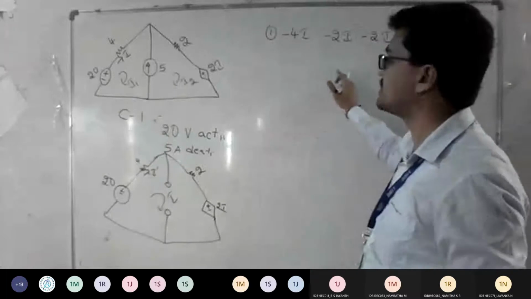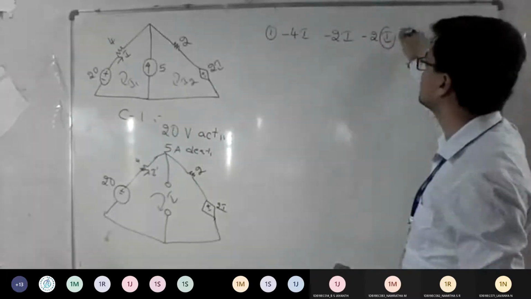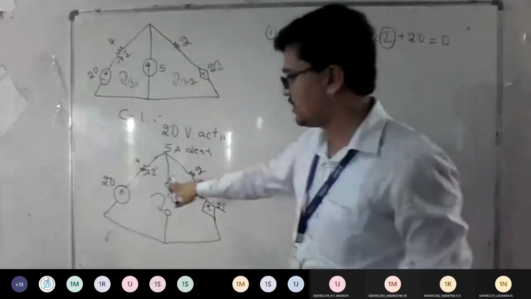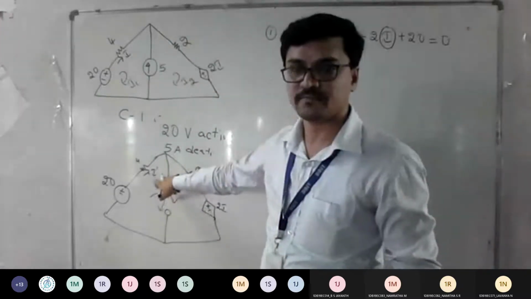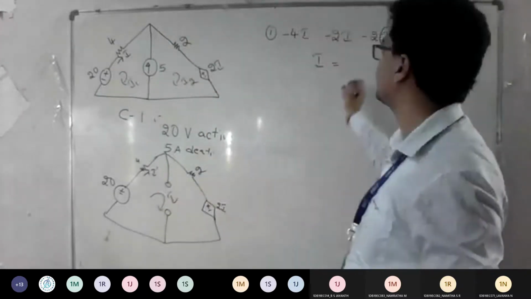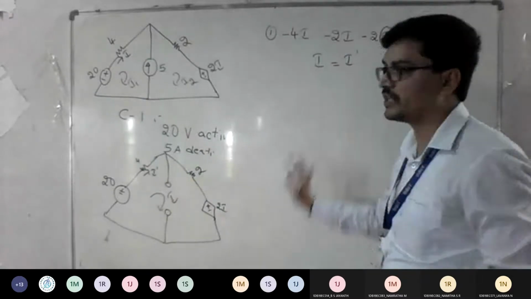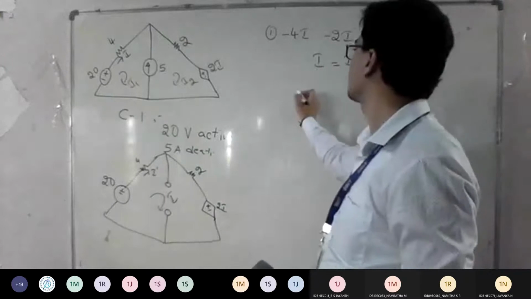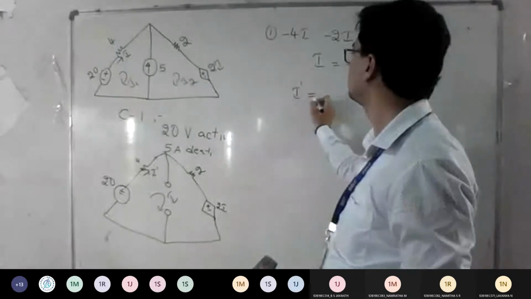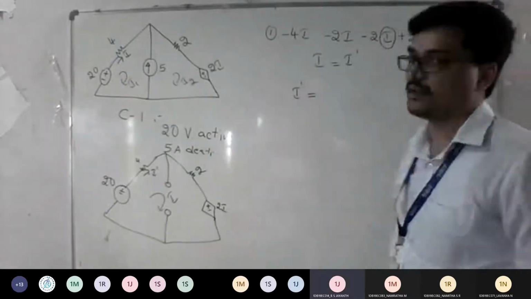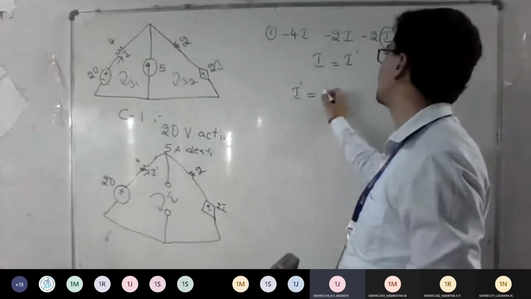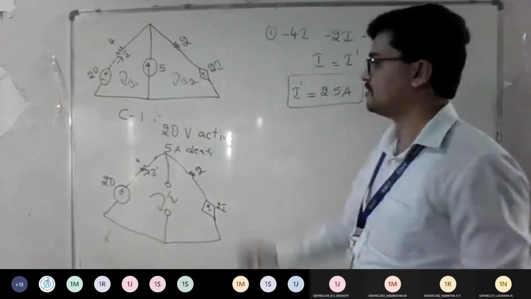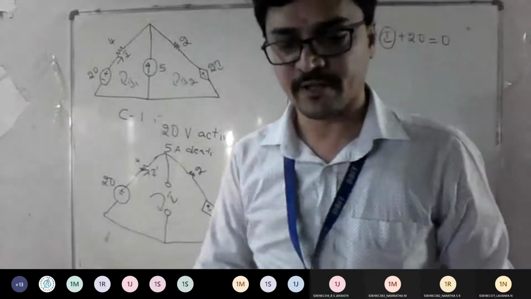So solve this. Anyhow I know 2I, this is dependent. So I know what is I. I itself is I dash. You can write I as I dash also, or I also, not an issue. So what is the answer of I now, or I dash? You can solve all this. 2.5 amperes, sir. So you got the first answer from case 1 as 2.5.